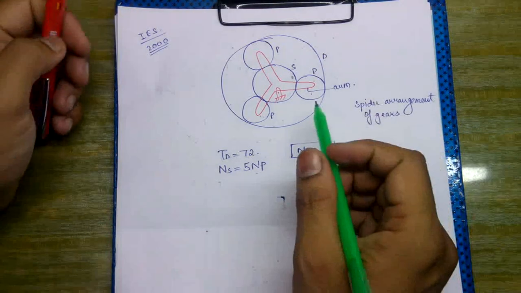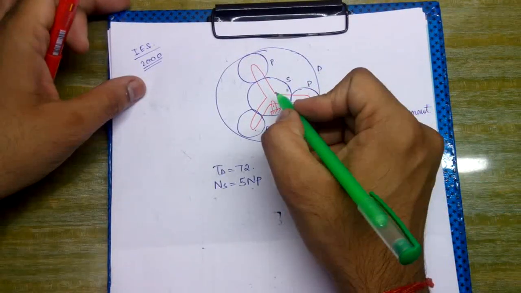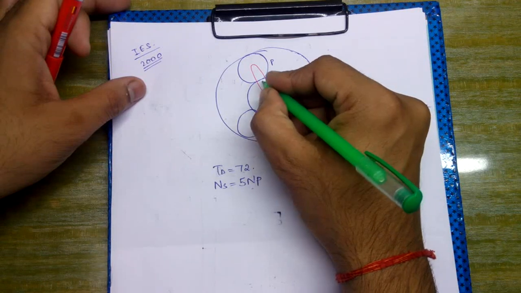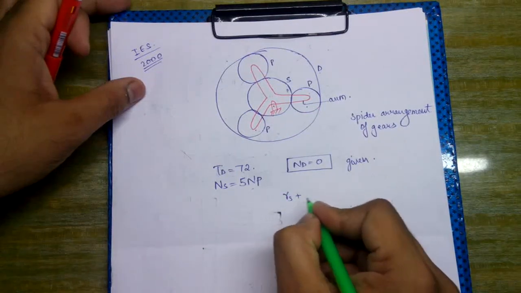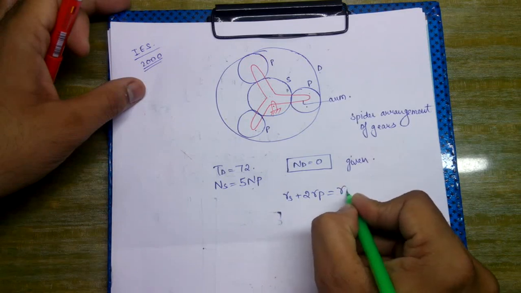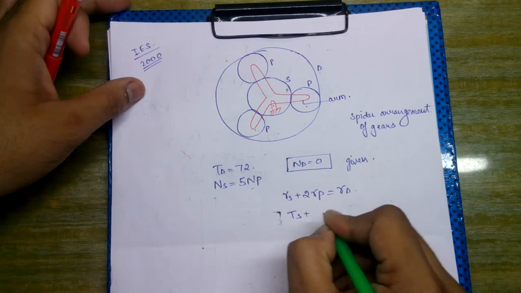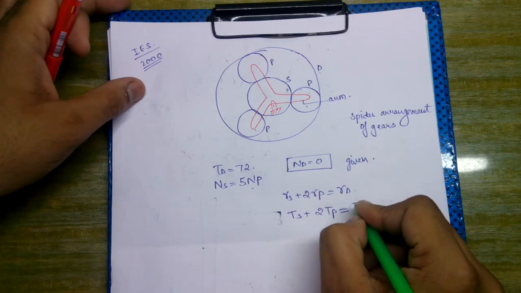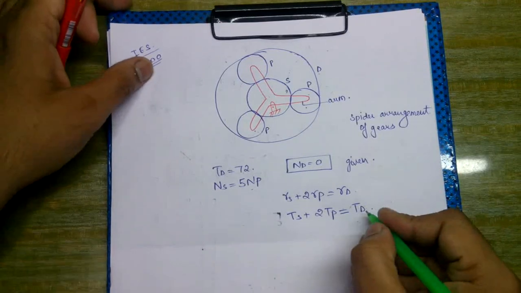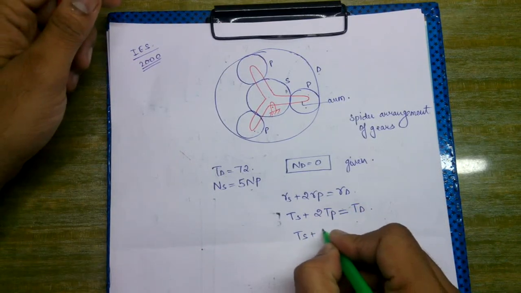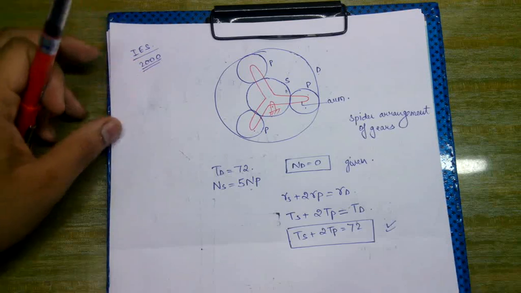So first we will find out the number of teeth on P and on S. If we write the relation that we have already derived, radius of S plus 2 times the radius of P is equal to the radius of D. Since they are all in meshing, their module will be the same, and so we can write teeth of S plus 2 times teeth of P is equal to teeth of D. Here we have been given only the number of teeth for D, so we will write TS plus 2TP equals 72. This relation will be used.